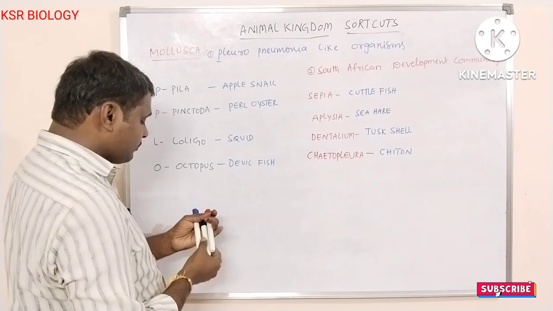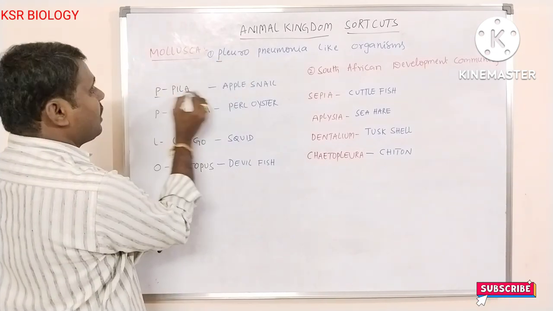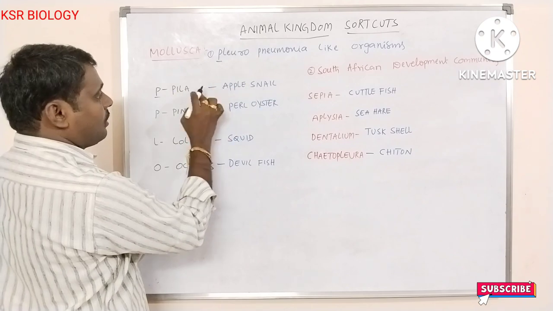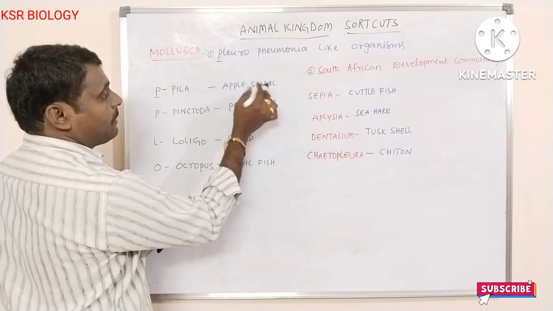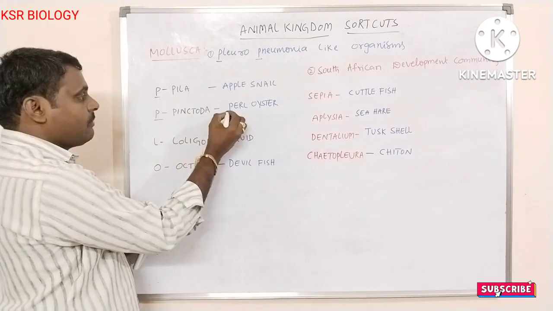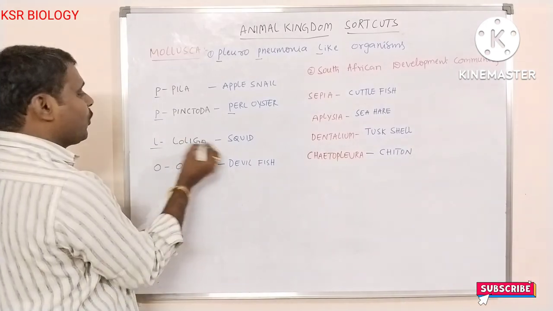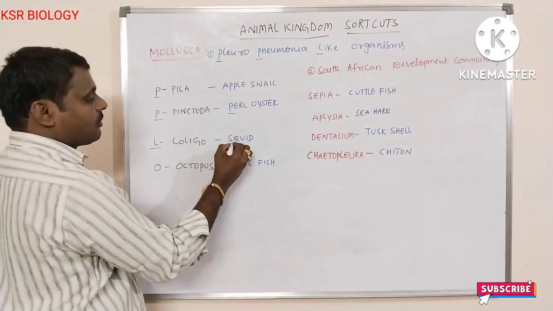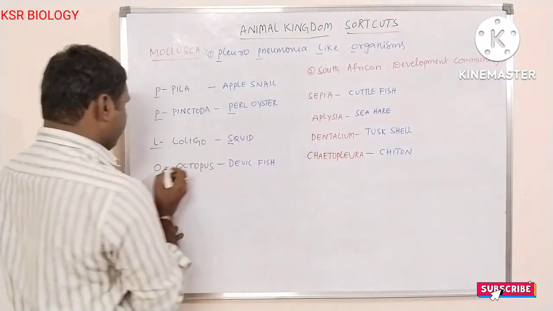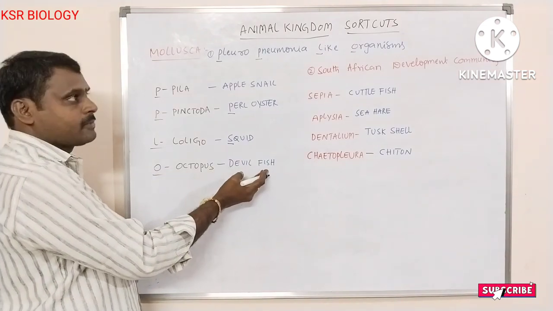See here, P stands for Pila, the common name of Pila is apple snail. Again, P stands for Pinctada, common name is pearl oyster. And L stands for Loligo, common name is squid. O stands for Octopus. We know that octopus is also called devilfish.